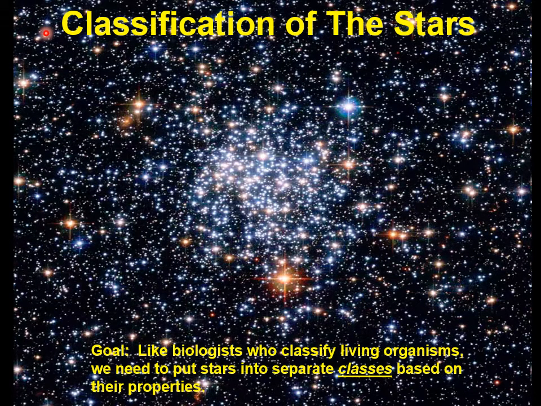So finally now we can get to classification of the stars. There are roughly 200 billion stars just in our galaxy alone. And of course, there are hundreds of billions of other galaxies. So it seems like a futile and maybe impossible task to try to make sense of so many stars. But actually, it's not that bad. Just like biologists who classify living organisms, we can put stars in specific classes. And by using a classification scheme, we can make some sense out of the enormous numbers of stars. So what we're going to do is classify stars based on their physical properties.